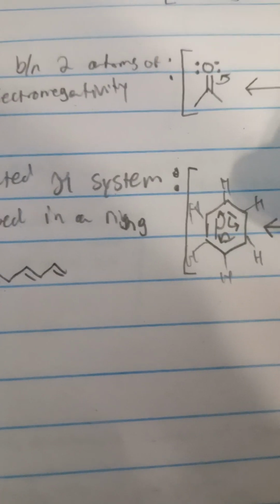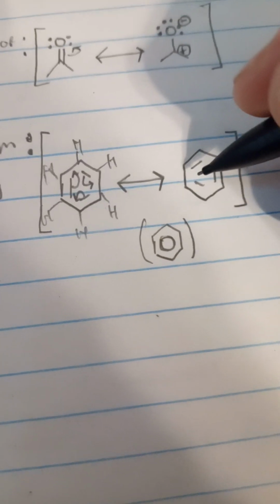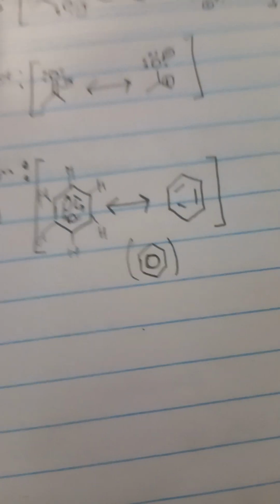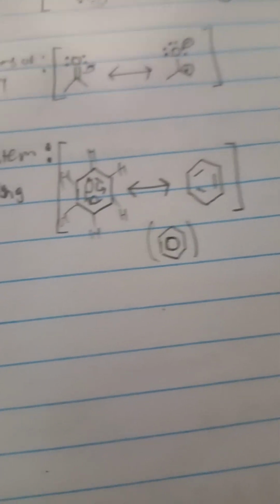And this is why you can also see a benzene ring drawn as a circle in the middle of it, because technically all of these bonds are neither fully single or double bonds. They are a hybrid between. They have a bond strength of like 1.5.